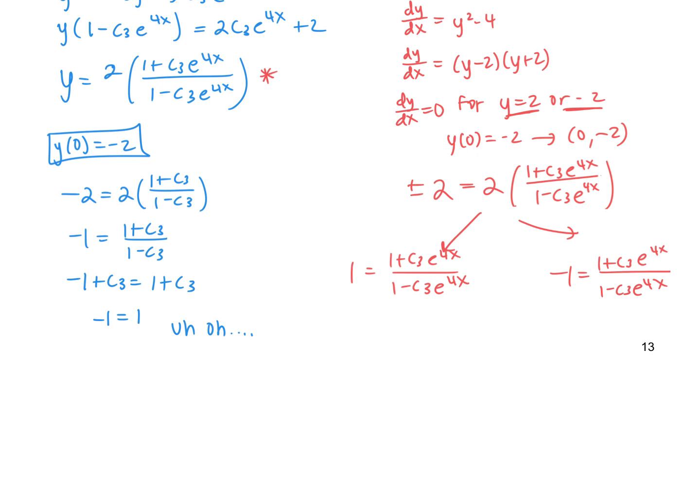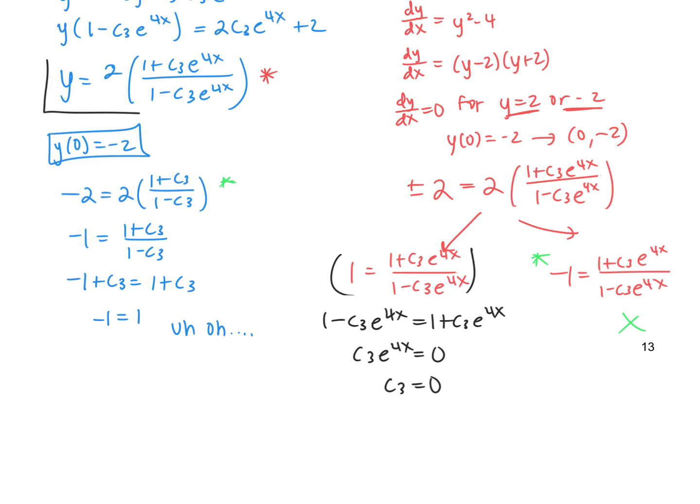And then we get negative 1 is equal to the same fraction. Now, that fraction on the right, this one right here, we already solved that over here on the left. So we know that that's not going to give us a solution. So instead what we're doing is we are solving this one on the left. If we do, we get 1 subtract c3e to the 4x is equal to 1 add c3e to the 4x. So we get c3e to the 4x then equals 0. So c3 has to equal 0 then.